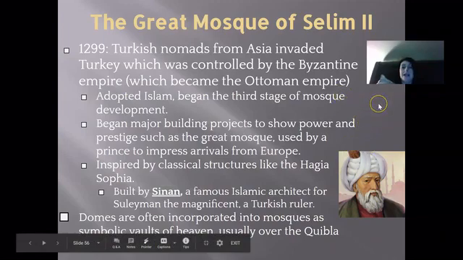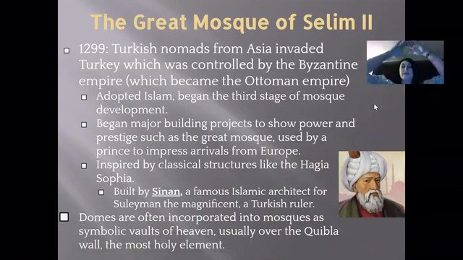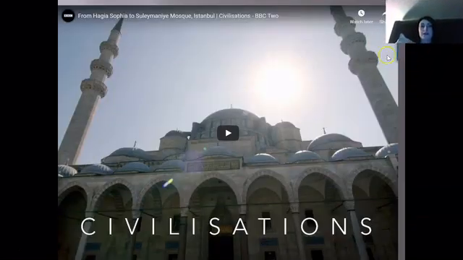So they liked the idea of the dome, because the dome in their mind, because it was panoramic, could almost represent that idea of heaven. So placing the dome over this, including over the Qibla wall, could kind of invoke that idea of heaven, kind of like the Byzantine churches did with their gold mosaic. So let's take a look at this.